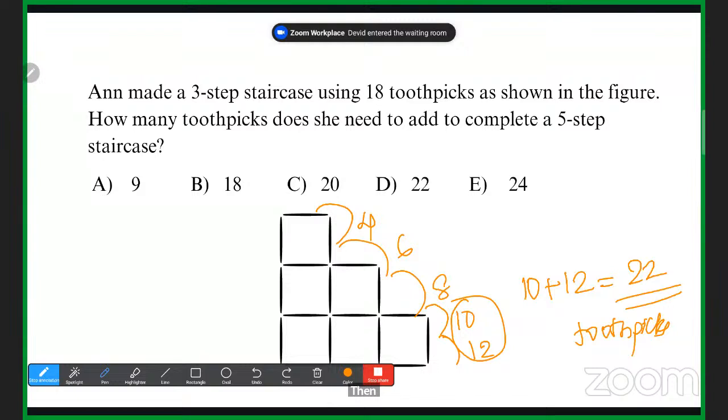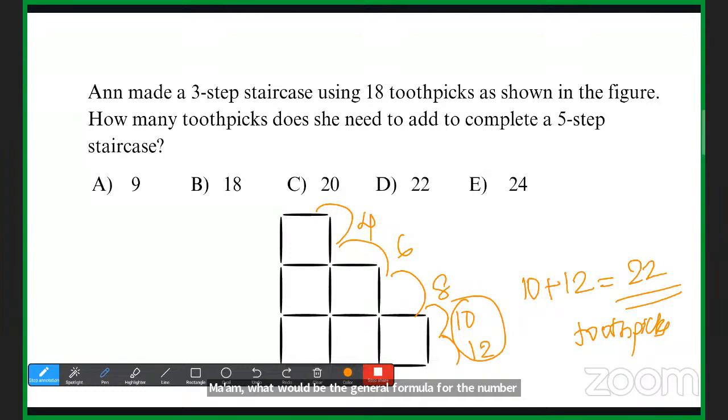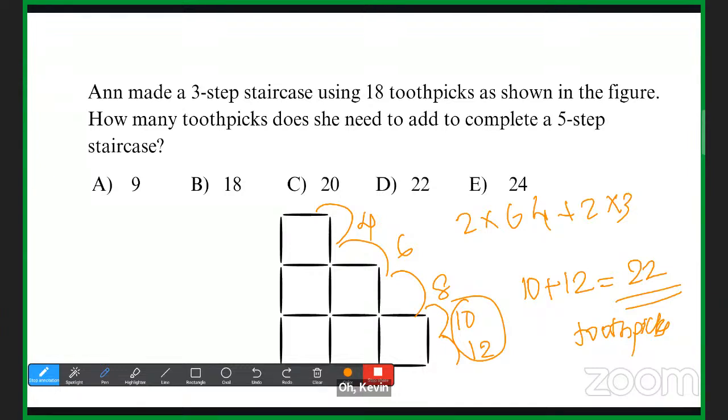Ma'am, what would be the general formula for the number of toothpicks in each step? This is the addition of the numbers. That is 4 plus 2 into 3. Is it clear?